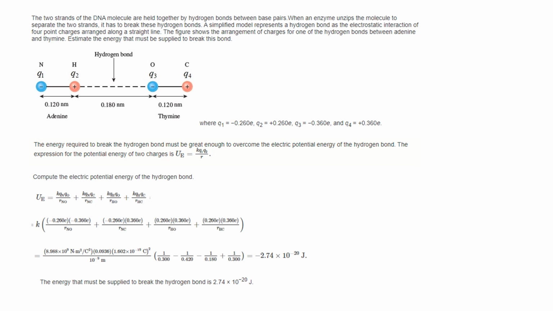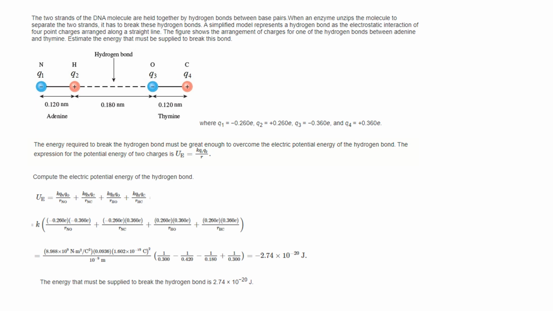interaction of 4-point charges arranged along a straight line. This figure shows the arrangement of charges for one of the hydrogen bonds between adenine and thymine. Estimate the energy that must be supplied to break this bond. So this is the diagram that is given to us.